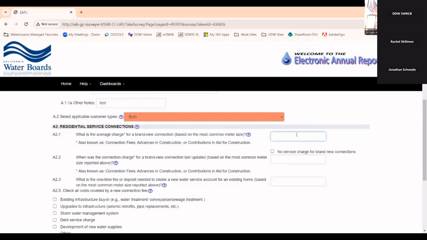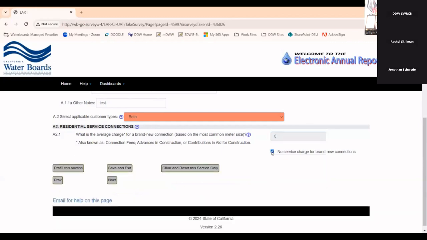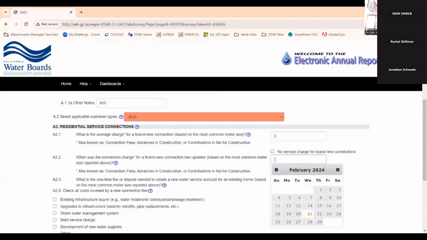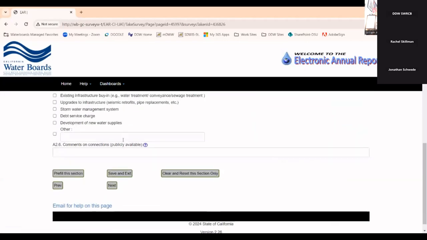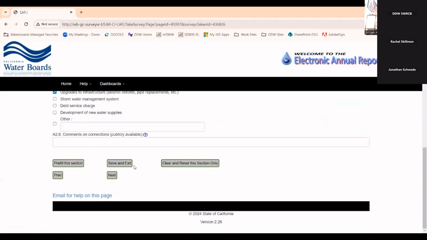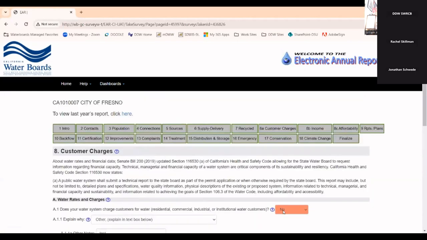Residential service connections. Since you testified that you don't charge customers for water, you're not going to be asked anything related to water rates or your water customer charges for your residential customers. It's just going to be asking you about infrastructure information such as service connections, the new fee for adding a new connection, or the most common meter size. This one just asks you more information about that, and that's pretty much it. That's the quickest way you can get through this section, is if you say no.